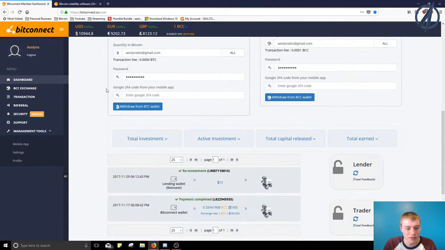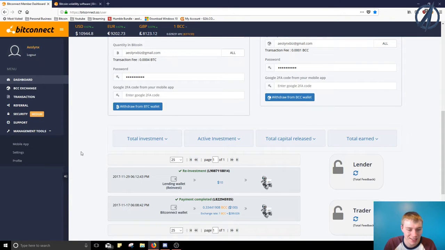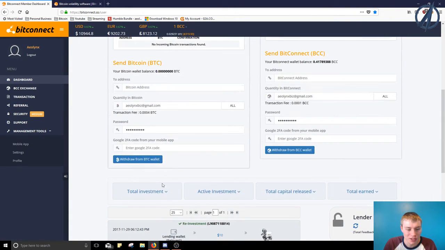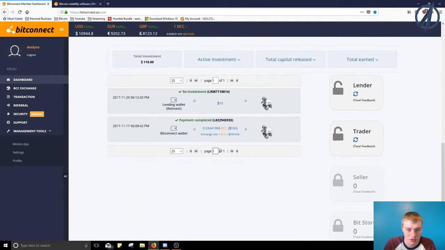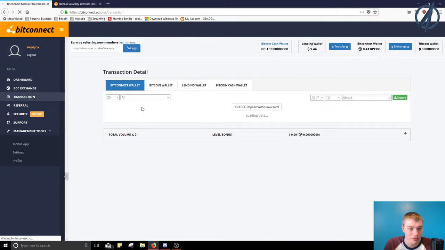It's been, when did I do this reinvestment? I did it on the 29th, so it's been 3 days. Today is the 2nd. As you can see, I have a total investment of $110, including that initial $100 investment as well as the reinvestment of $10. And what I'm going to do today is invest another $130 into Bitconnect, just because I've been seeing these amazing returns right here.